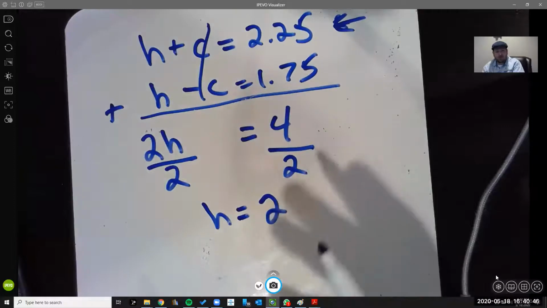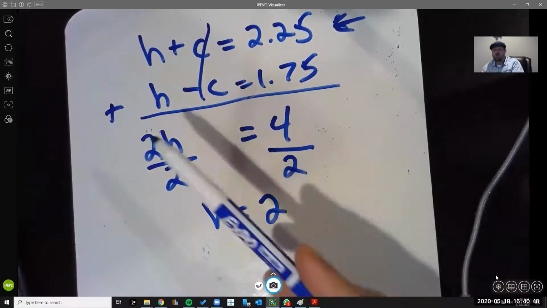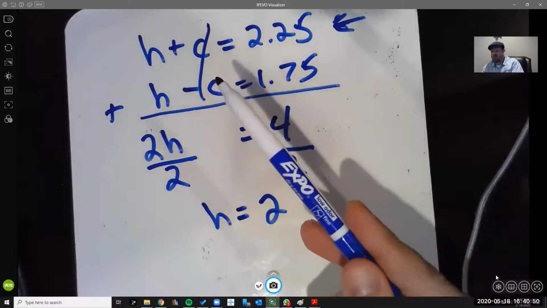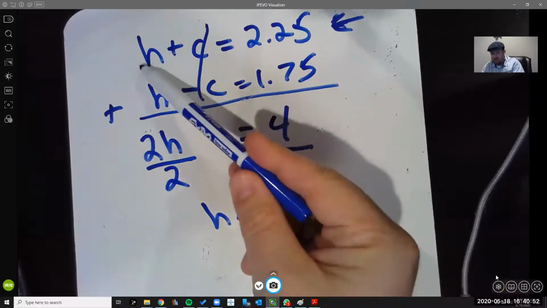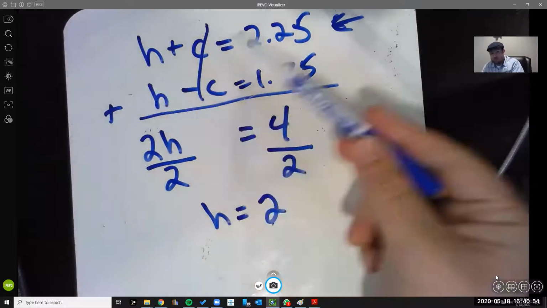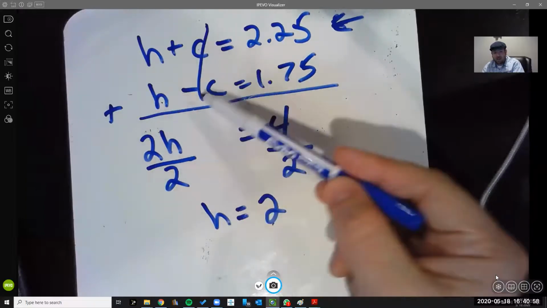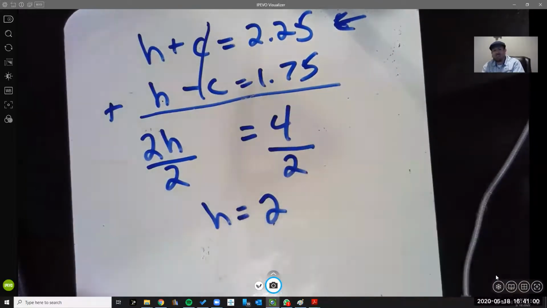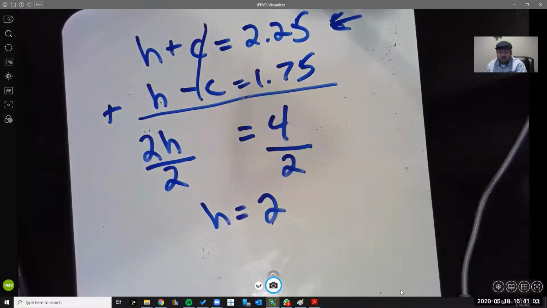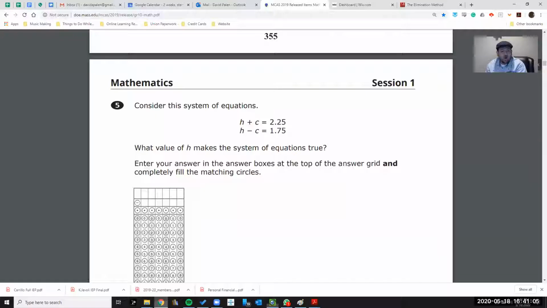Now, if this was a different type of problem, and it wanted me to also find out what the value of C was, I would then plug in the 2 up here, and then subtract 2 from both sides, and I'd get an answer. But this question only, let's go back to it. This question only wants to know one of the variables. It only wants to know what H is.